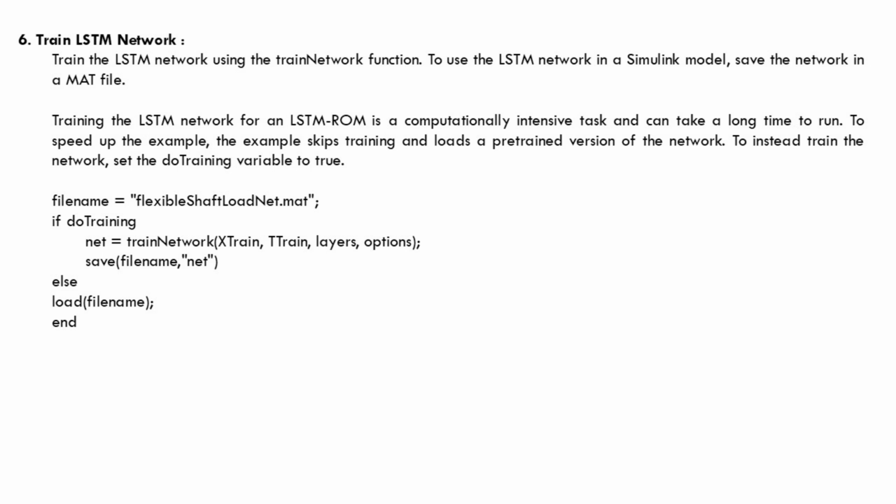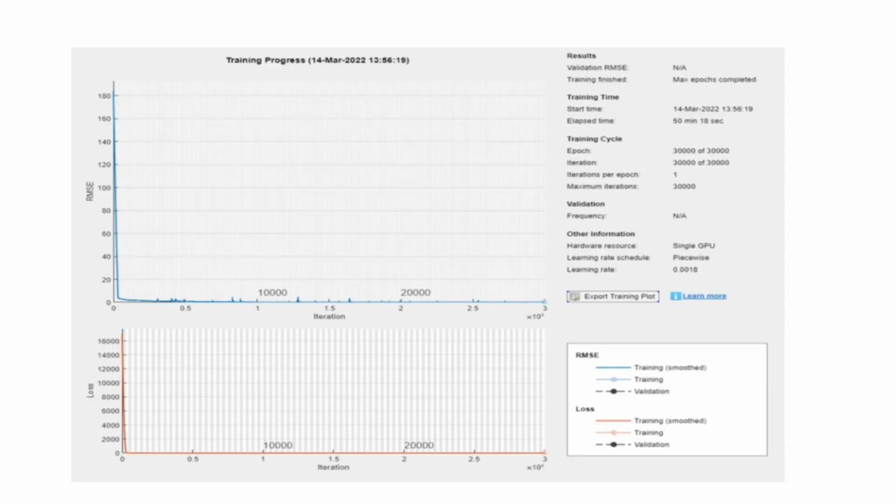Training the LSTM network for an LSTM ROM is a computationally intensive task and can take a long time to run. To speed up, the example skips training and loads a pre-trained version of the network. To instead train the network, set the doTraining variable to true, and the script is as shown here. Training progress RMSE and loss plots and parameters are shown here.